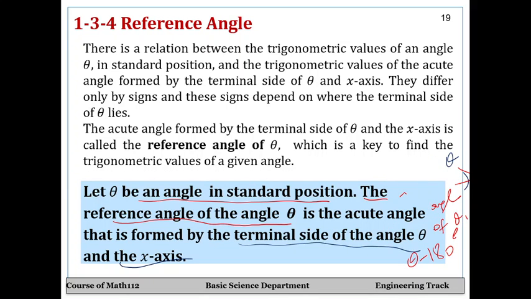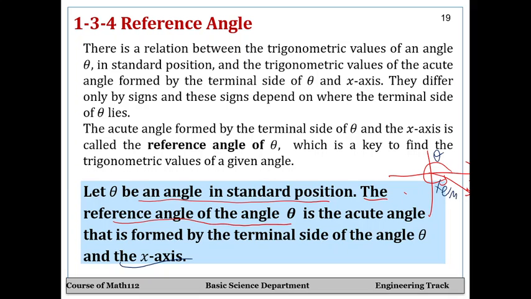Then we might have the same thing also in the fourth quadrant. So let's have this in the fourth quadrant here. Theta is in the fourth quadrant. So now the terminal side of theta is this, and the x-axis is here. What are the two angles that can be formed with the x-axis and the terminal side, this one and this one?